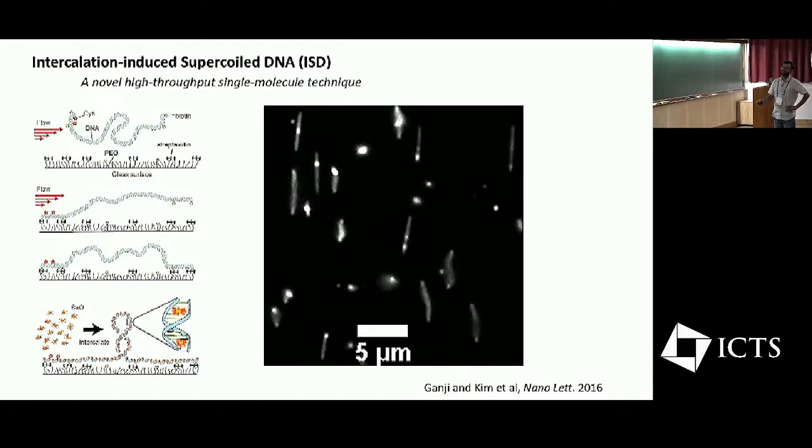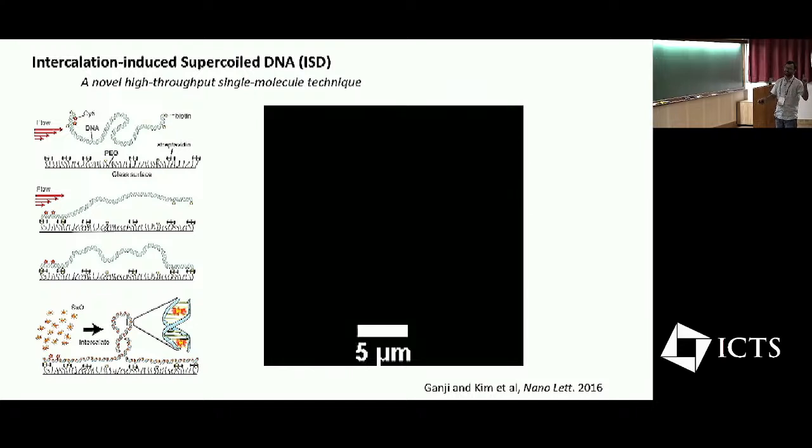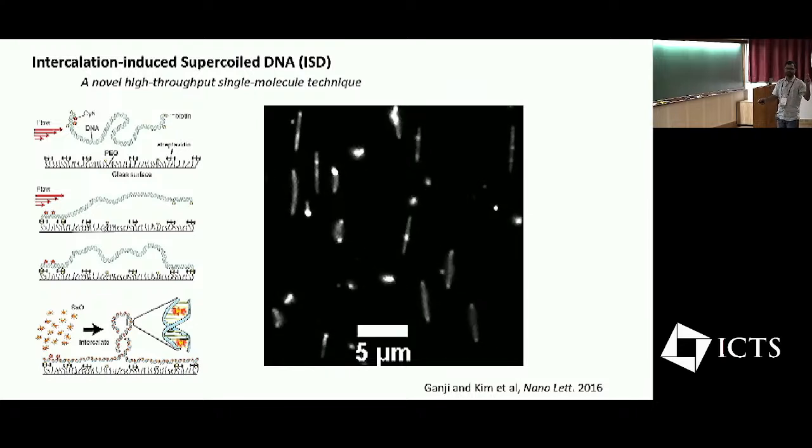Because only the ends of the DNA are immobilized on the surface, and these interactions are via multiple biotin-streptavidin interactions, that gives a topologically closed structure. That means the DNA in the center is rotationally constrained. The way we introduce supercoils into this DNA is by adding an intercalating dye called SYTOX Orange. It doesn't matter, you can use some other dye also if you want.